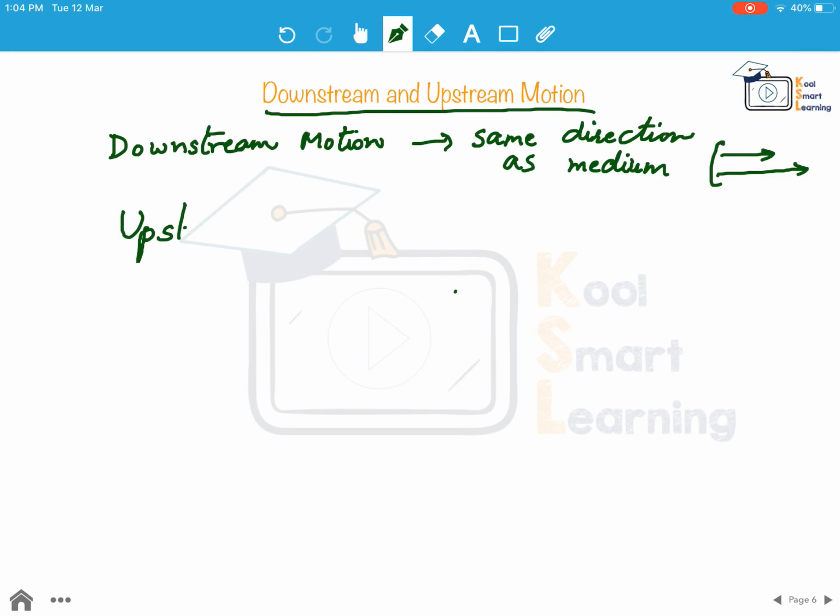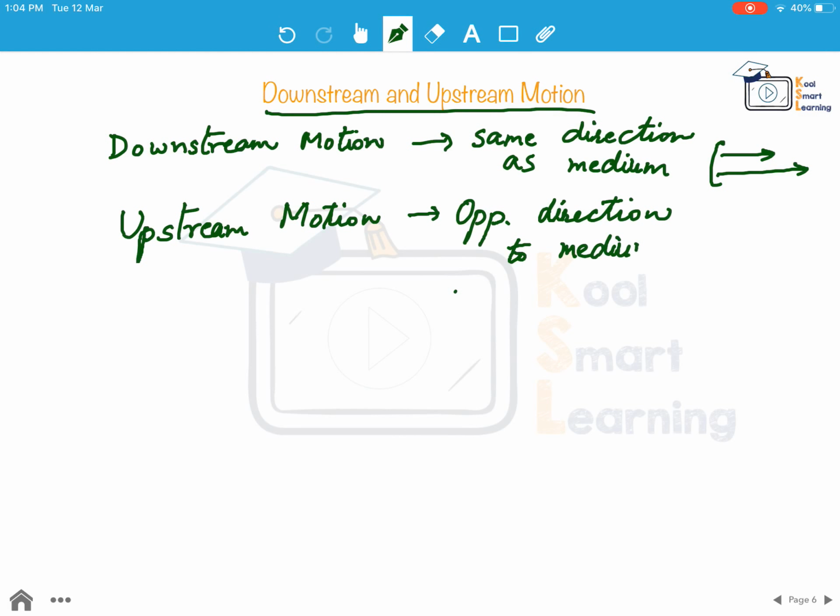Upstream motion is just the opposite of this, which means that we are moving in the opposite direction to medium. So again, supposing the direction of the stream is this and the boat is moving in the opposite direction, or the direction of the wind is this and we are walking or cycling in this direction. So this is the upstream motion.